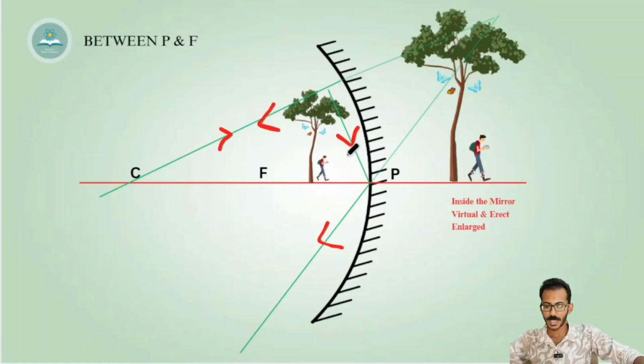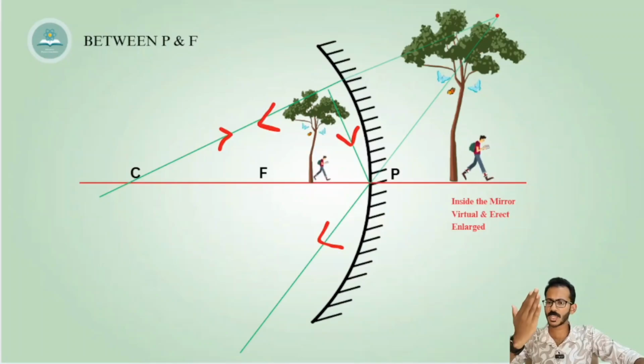So the first ray came like this, went like this. The second ray came like this and went like this. They are not meeting anywhere in front of the mirror, which means they might be meeting somewhere inside the mirror. We don't know where they are meeting. So we'll just extend the lines like this inside, and even this reflected ray we will extend inside, and we'll see that both the rays are meeting somewhere here inside the mirror. So as you can see, in the case of concave mirror, this is a special case.